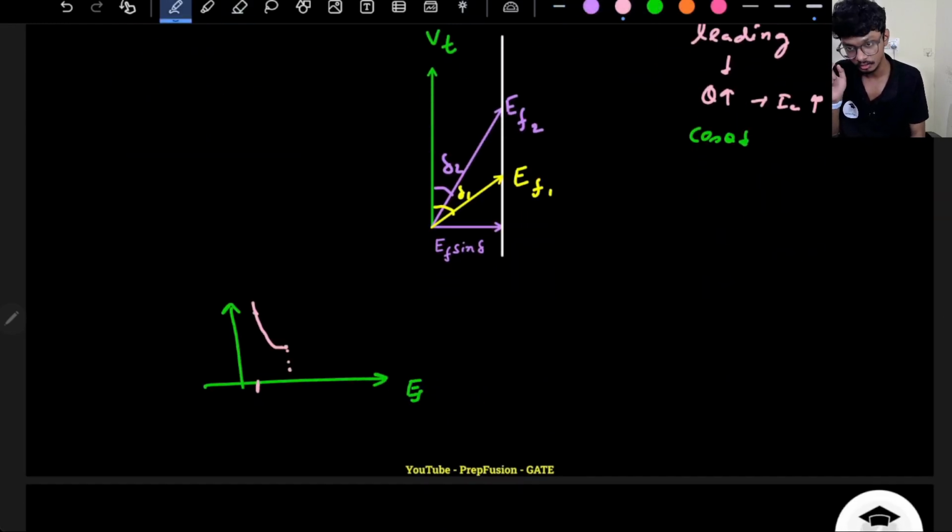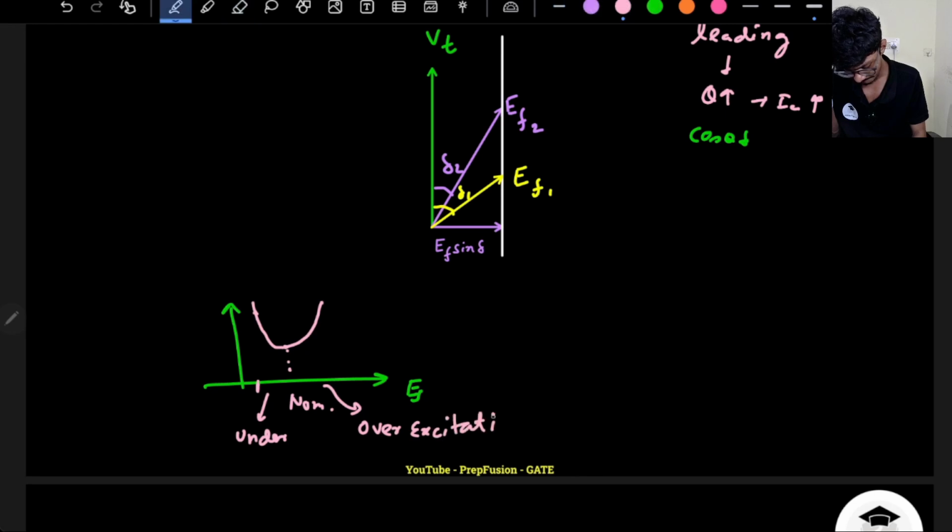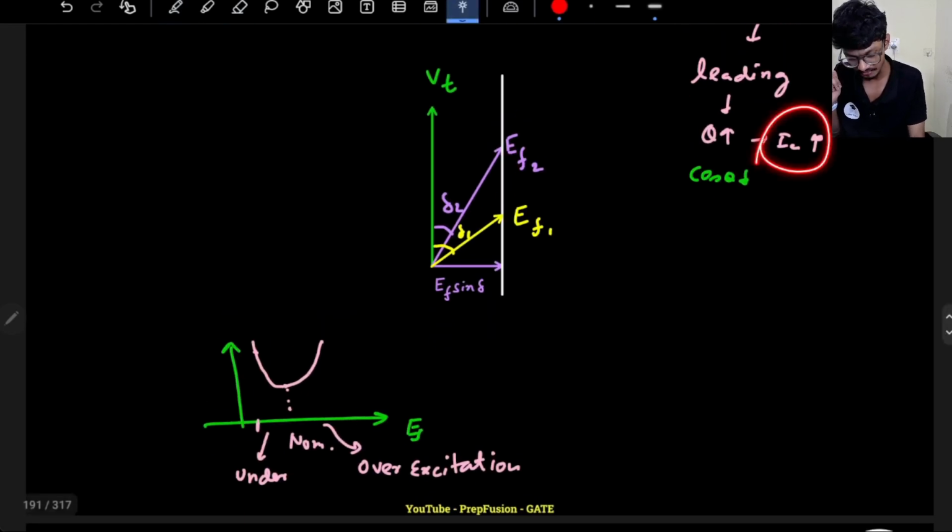This point will be the point of unity power factor, that is nominal excitation. This will be under excitation, and then after this nominal excitation, it will keep on increasing. That is over excitation. Here, current will increase. If you see, current is increasing after reaching nominal excitation.